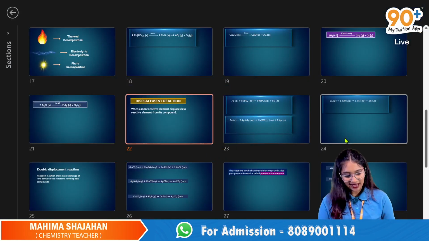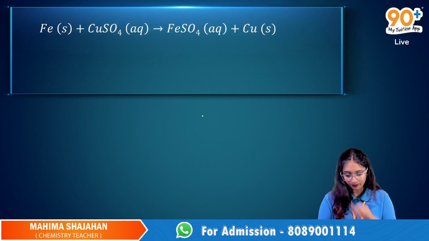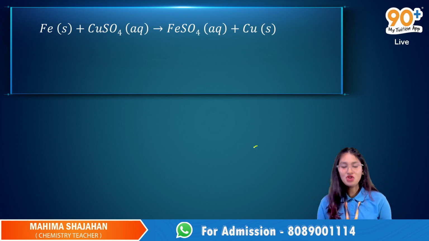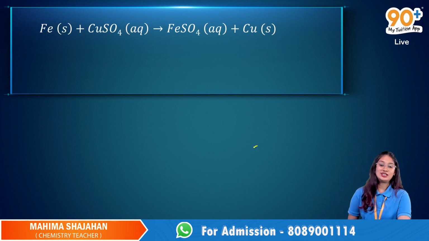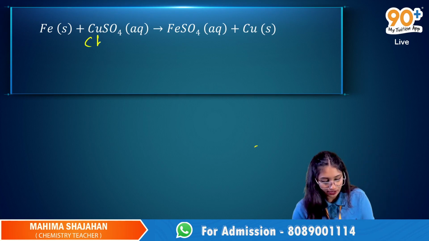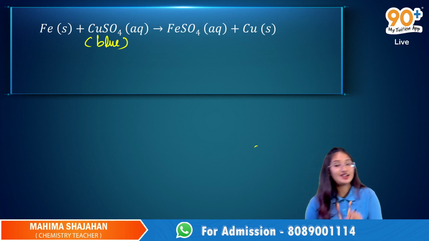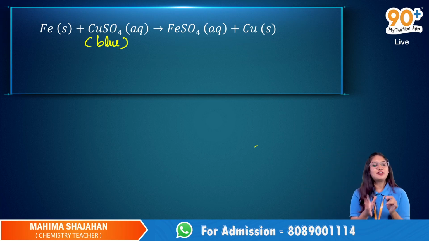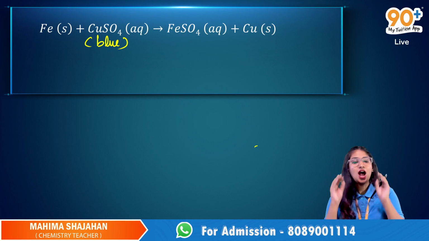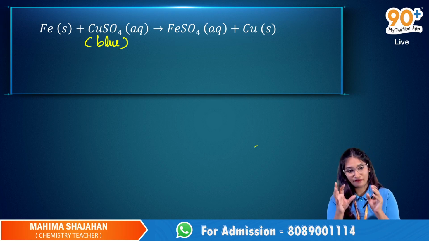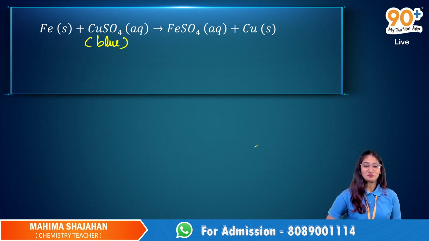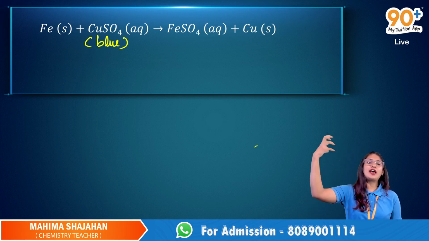Now let's see some examples. First one, look, Fe plus CuSO4. Fe is iron, CuSO4 is copper sulfate. Copper sulfate solution is blue in color. If you add iron to it, you can see that after some time the blue color of copper sulfate will slowly change into pale green. Why? Because iron is more reactive than copper.